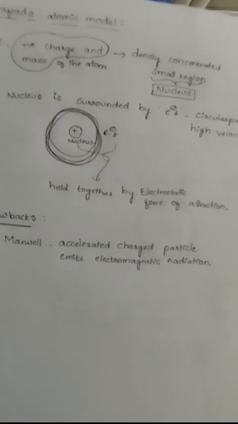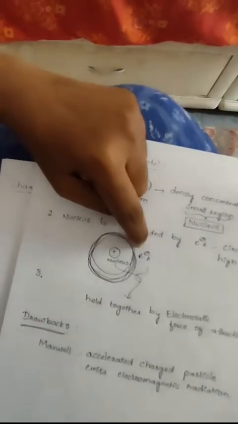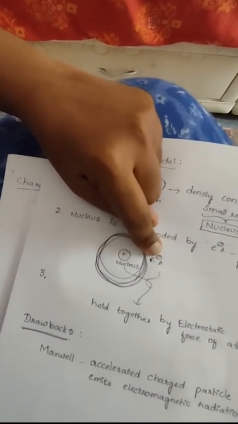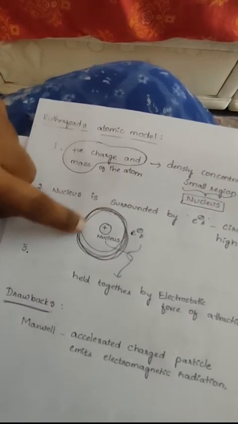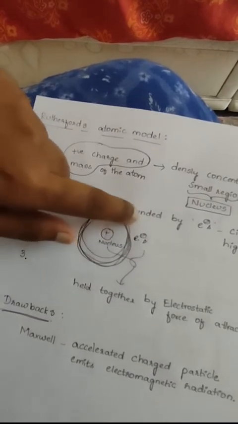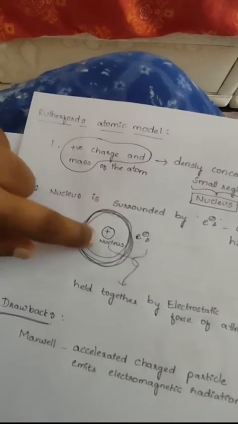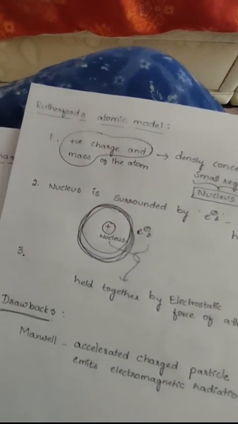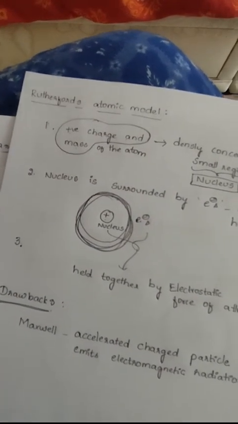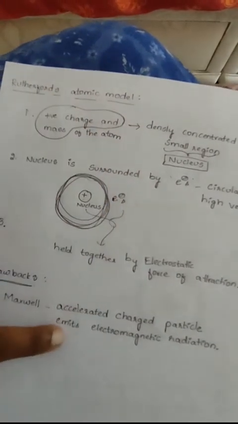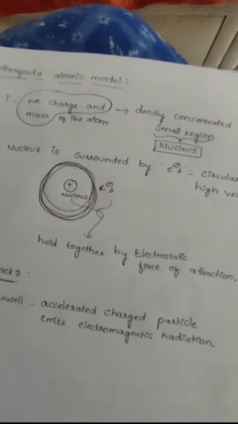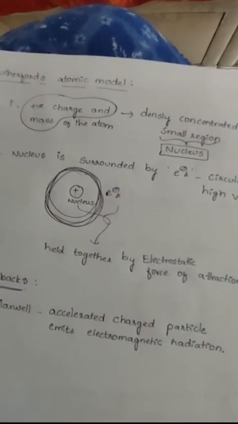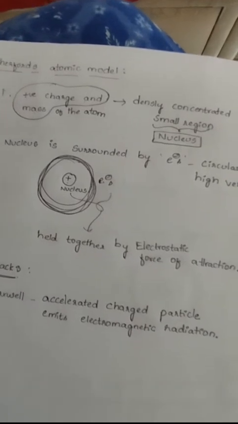Accelerated means change in velocity. Here the electrons are charged particles moving in circular paths. These particles in motion on a circular path would undergo acceleration. Due to this acceleration, they emit electromagnetic radiation, meaning electrons will emit electromagnetic radiation.